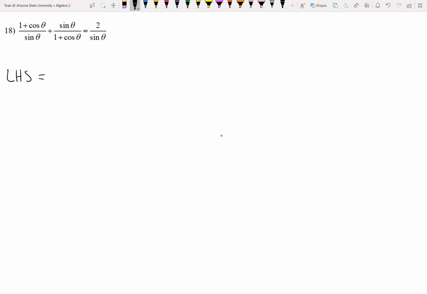We're adding fractions here, so to add and subtract fractions, they need to have a common denominator. I hope it doesn't take a lot of thinking to see that the common denominator is just both of these guys together. For the purpose of this video, I'll go ahead and just show the work. So the left fraction needs a 1 plus cosine.